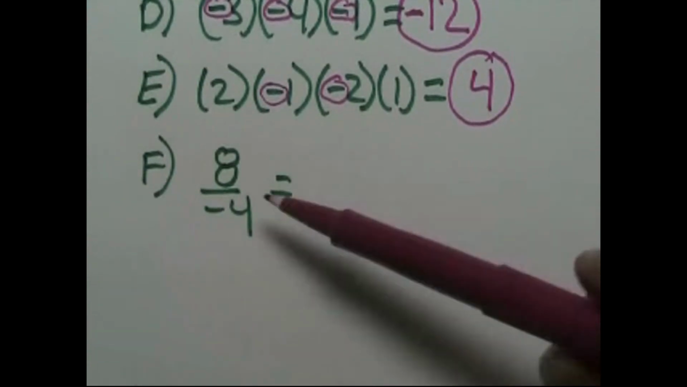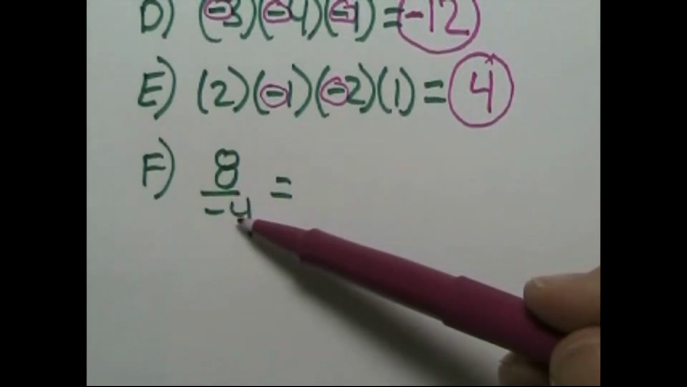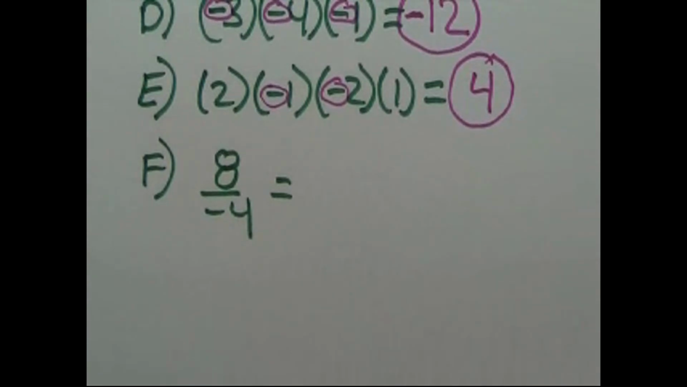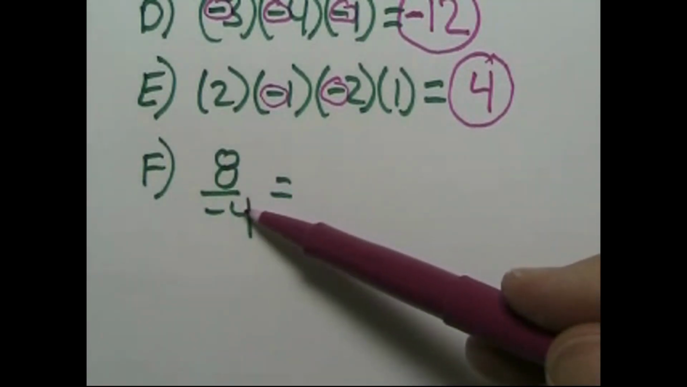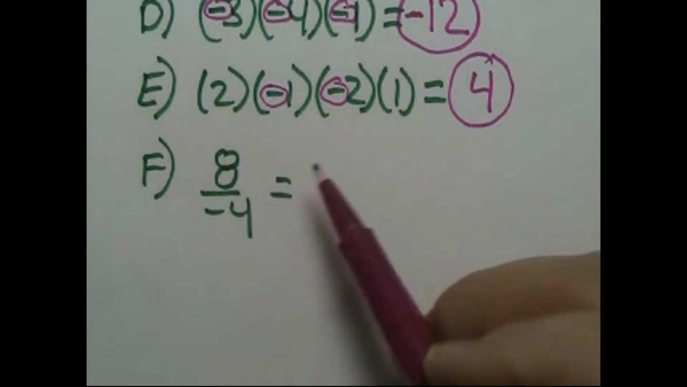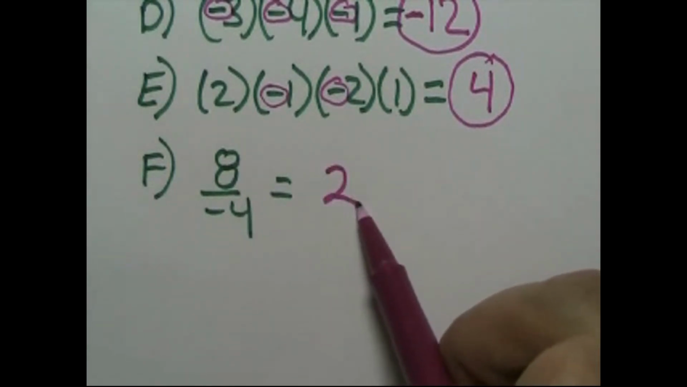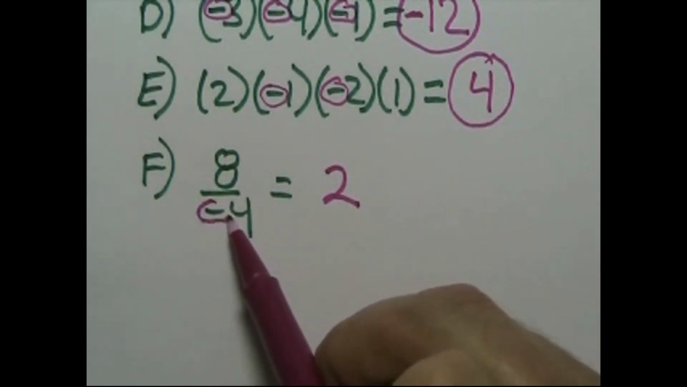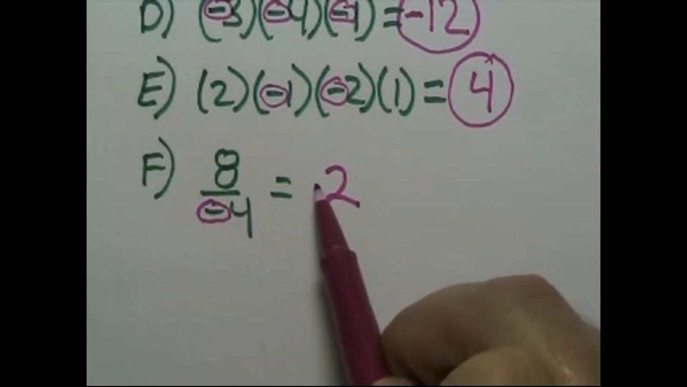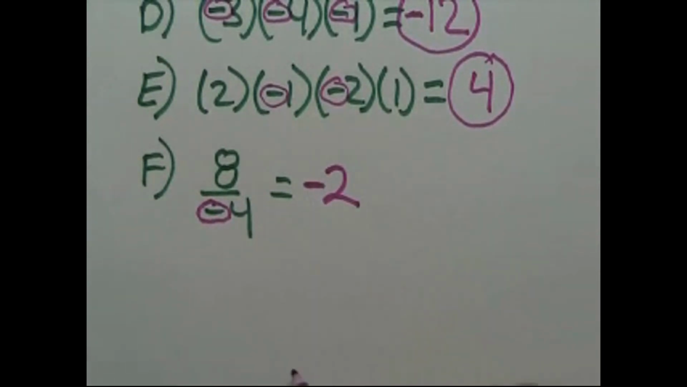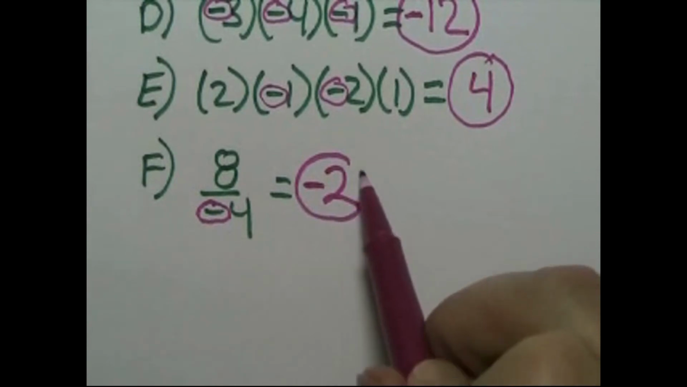Letter F, this is a division problem. 8 divided by negative 4. First we divide. 8 divided by 4, or 4 goes into 8, twice. I count my negatives. I have one negative. The answer is negative then. If there were two of them, it would cancel.